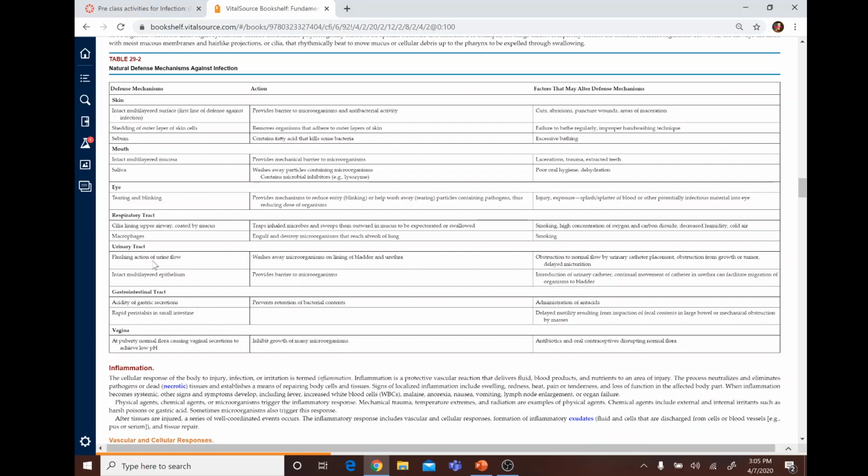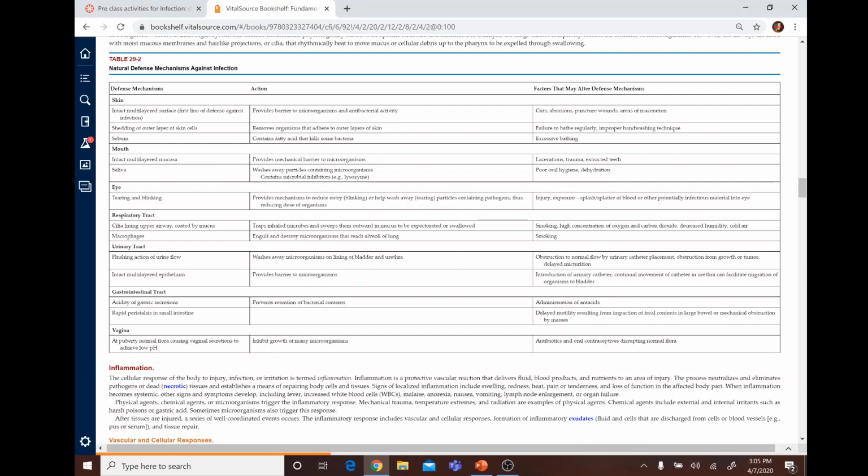What is the action of the flushing action of urine flow? Washes away microorganisms on the lining of the bladder and urethra. What are some factors that may alter defense mechanisms of the flushing action of urine flow? Obstruction to normal flow by urinary catheter placement, obstruction from growth or tumor, and delayed micturition.